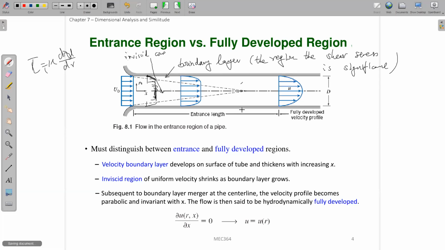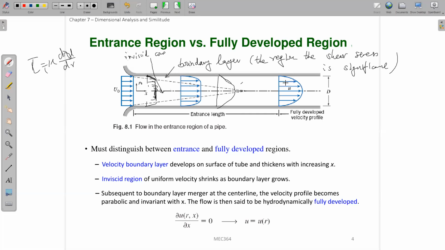In the entrance region, because the boundary layer thickness keeps growing, the velocity profile will keep changing along the x direction. So the profile here looks this way, the profile here maybe looks this way. This profile will definitely be different from this one, and different from the profile here. So in the x direction, you will see that the profile keeps changing.